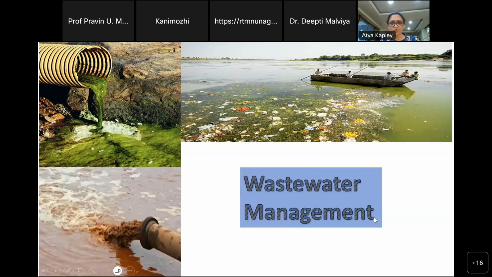So I'll come to water. These are the pictures that you see. Of course, I got them from the internet. But I'm sure there is not even one person in this audience who has not seen something like this. So this is the condition of our water.